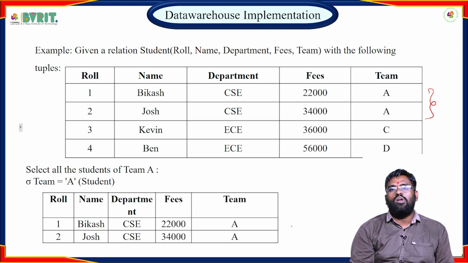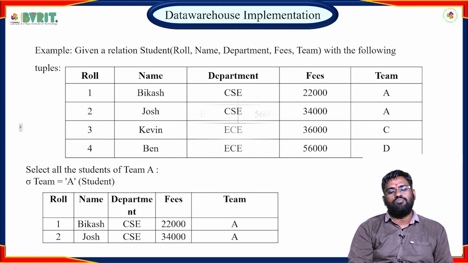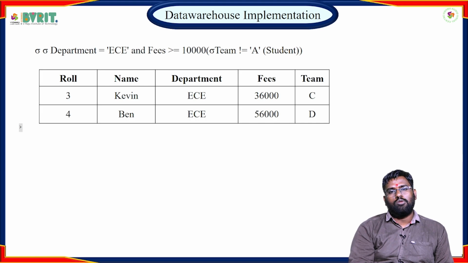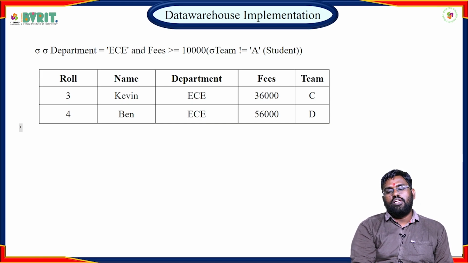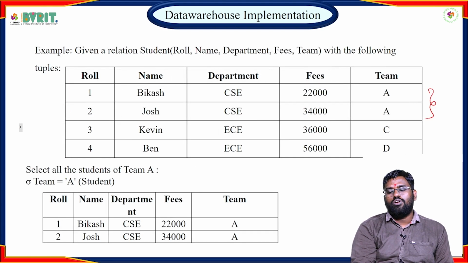I want to retrieve only specific columns or specific rows from the given set. For that purpose we are using selection. If we have multiple attributes with conditions, I already gave an example. For example, the department column with fees greater than 10,000 and team not equal to A, of the student. See this example. Not equal to A means the first two rows will not be represented.